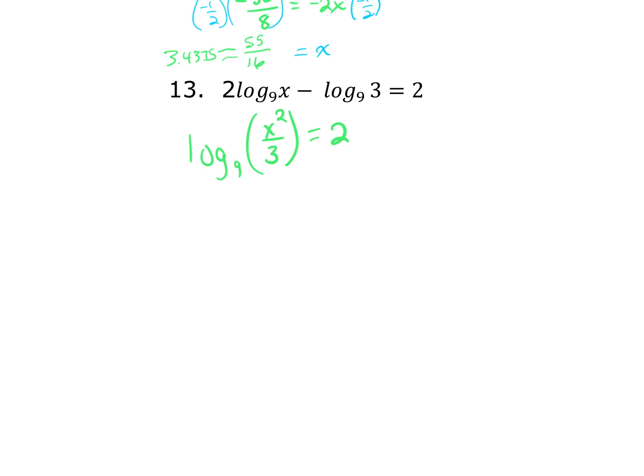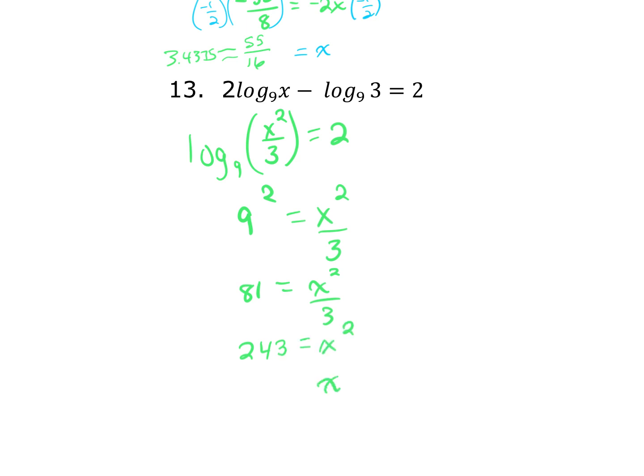Awesome. Take a look at that. Make sure you follow. Are you okay with how we got the x squared over 3? Okay. All right. From here, Kylie, what are we going to do? 9 squared equals x squared over 3. Okay. So that's 81 equals x squared over 3. Keep going. And then you multiply both sides by 3. Okay. So we get 243 equals x squared.